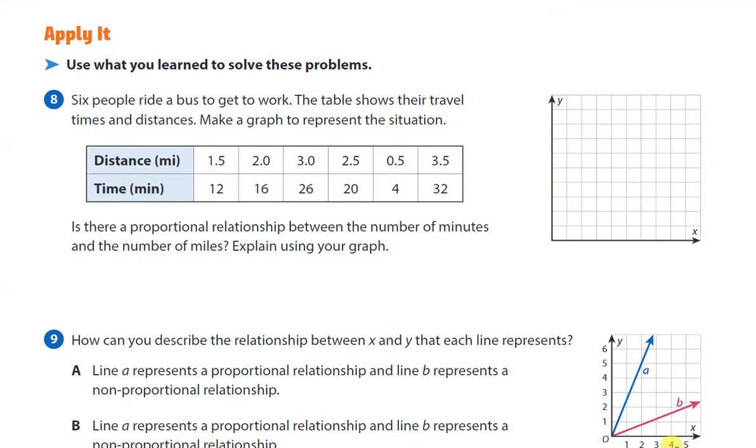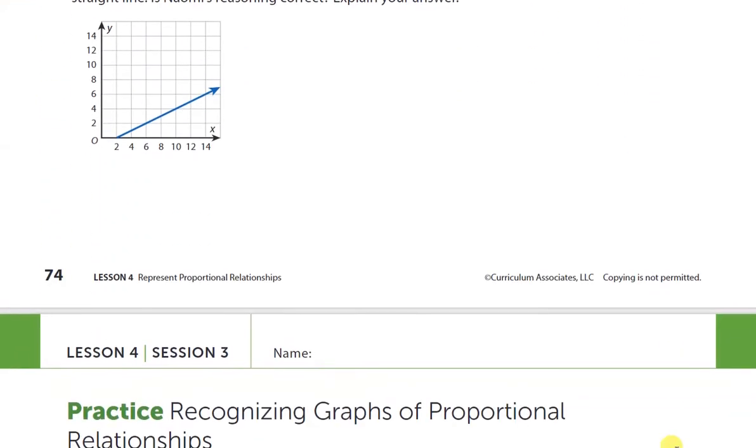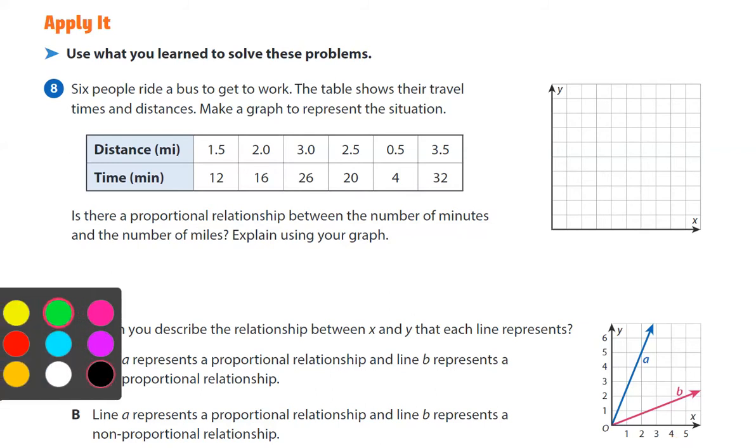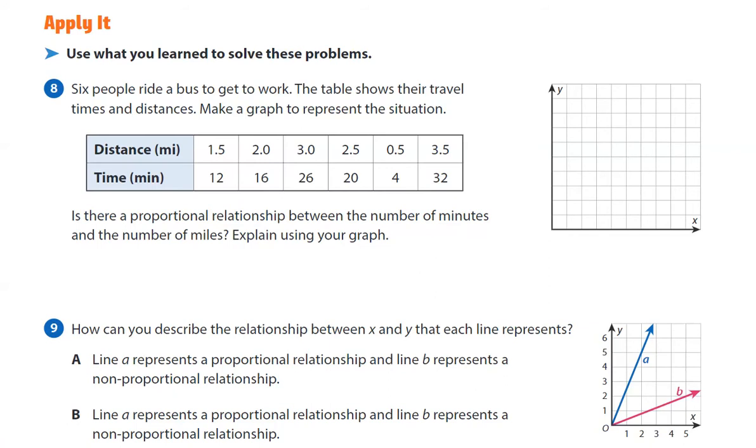So, number 8 here. What page are we on? 74. Number 8. 6 people ride a bus to get to work. The table shows their travel times in distances. Let's make a graph to represent this situation. Okay. So you can decide, do you want the time to be at the bottom or the distance? I'm going to go with the distance at the bottom. So this is miles, and this is minutes.